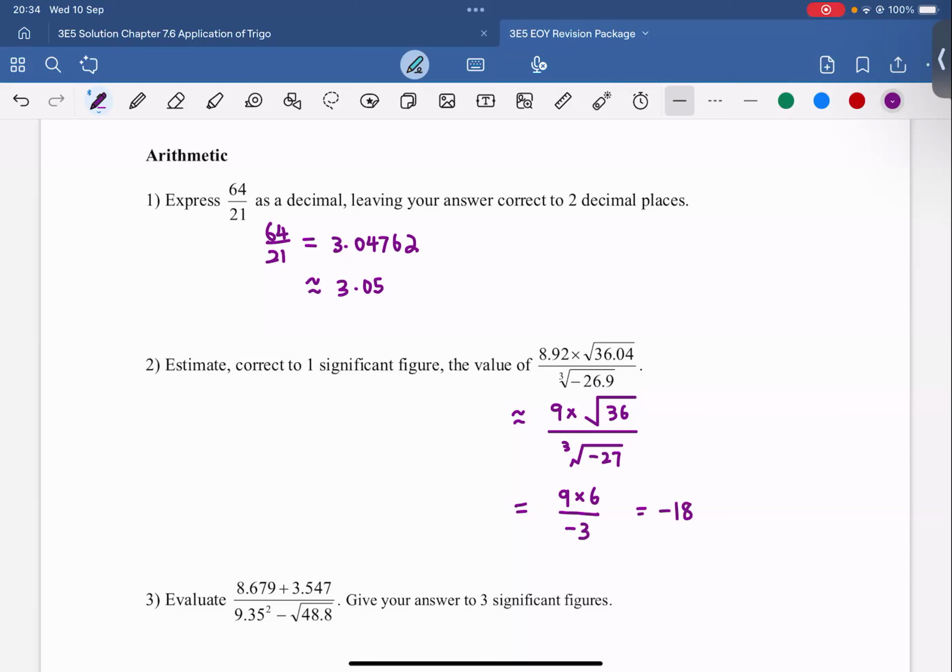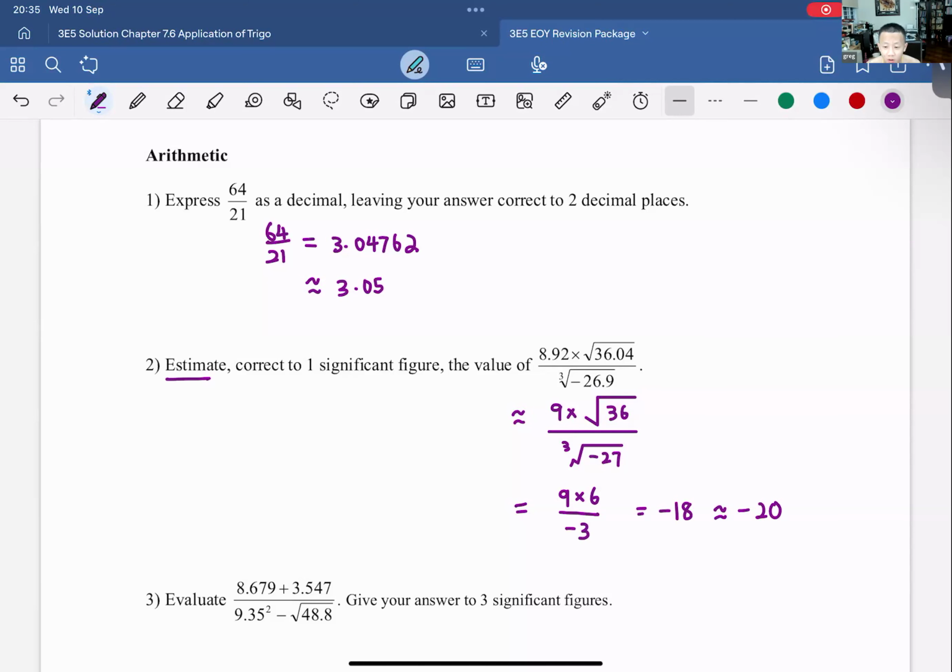But the question says correct to one significant figure, so you need to estimate it to -20. Okay, the word is estimate lah, so it means you don't use your calculator. If you use your calculator, then you don't need to estimate already, you get an accurate answer.